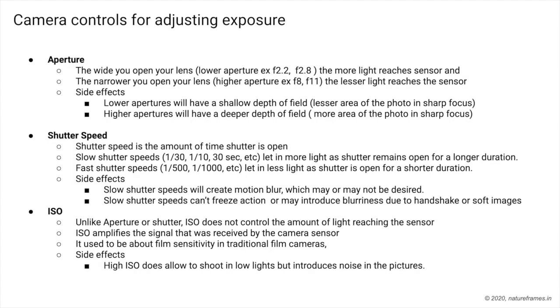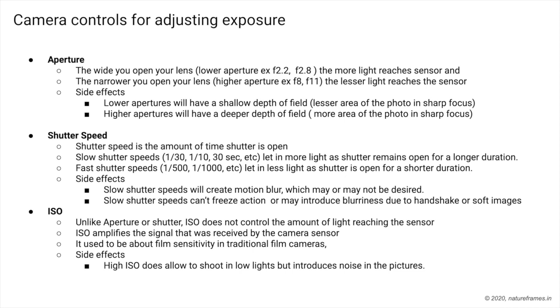Camera controls available for adjusting exposure. Aperture. The wider you open your lens, the lower the aperture number, the more light reaches the sensor. And the narrower you open your lens, the higher the aperture number, the less light reaches the sensor.